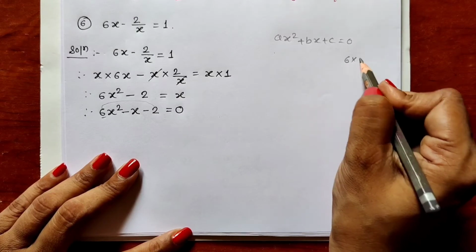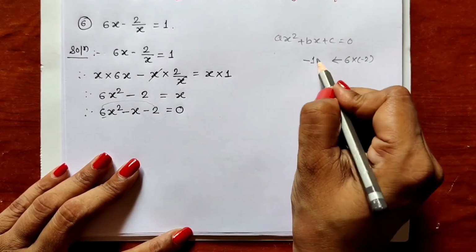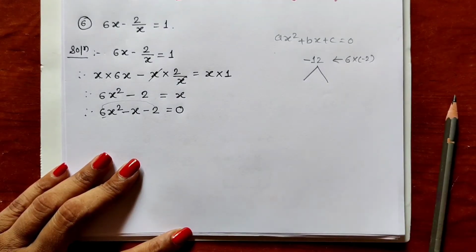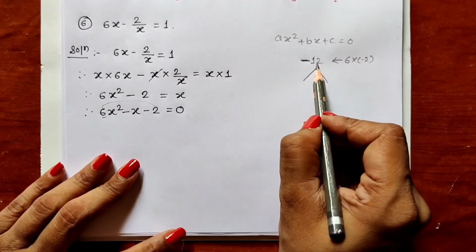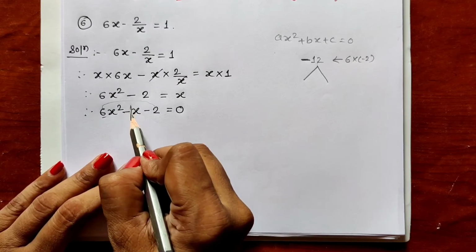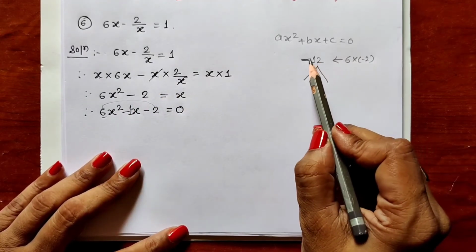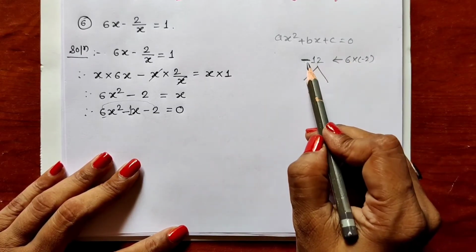So 6 into minus 2. Answer is minus 12. 6 2s are 12. So we will have to find two factors of 12 whose subtraction is the coefficient of the middle term. Middle term coefficient is 1. Nothing is there means 1.